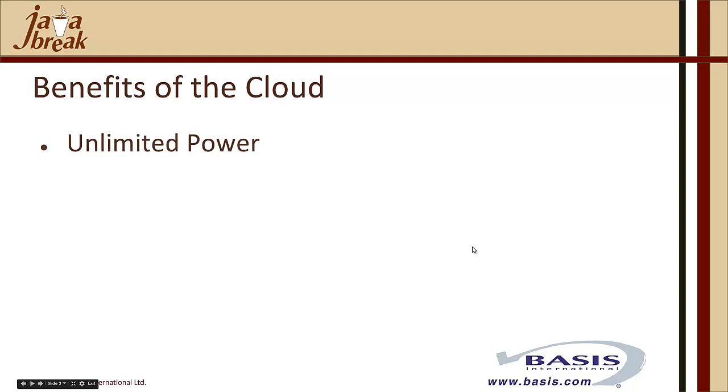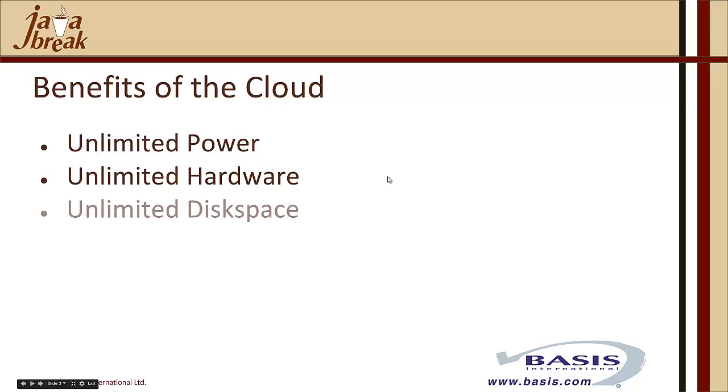Well, there are a bunch of them, and I've got a lot of unlimiteds here. We start out with unlimited power. Not only do they have all of the power you can imagine going to the data center, they also have backup power. So if something happens to the primary, they have a secondary. They've got almost unlimited hardware. You'll be able to see pictures of that before. More hardware than you've ever seen in your life.